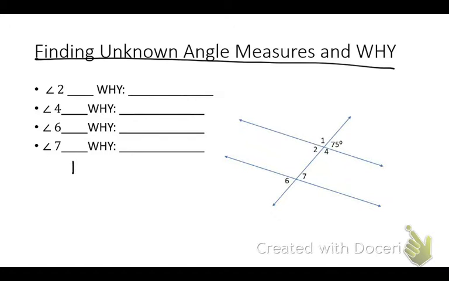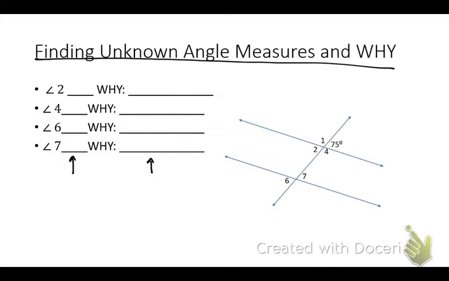Your job is to tell me the angle relationship that helped you figure out the measurement. The first blank is going to be the angle measurement. The second blank tells me how you figured it out. What angle relationship did you use to figure out that angle measurement? Okay? All right, let's go. Come on, stop drawing, stop doodling. I see some answers coming up. All right, let's get to work.